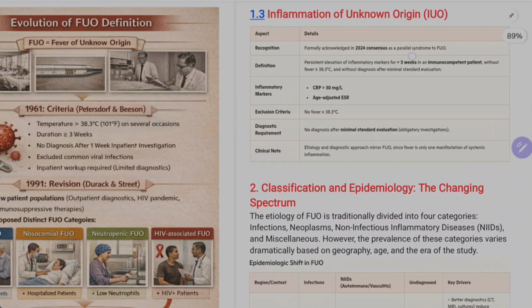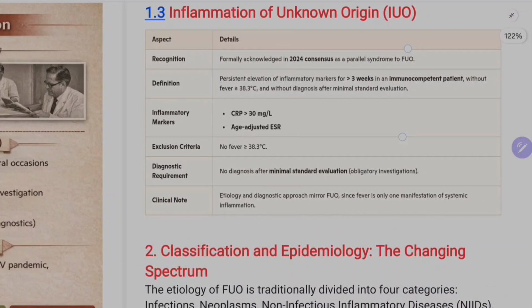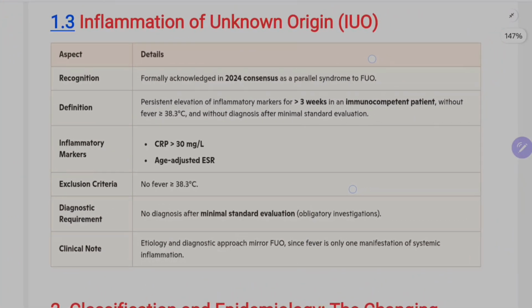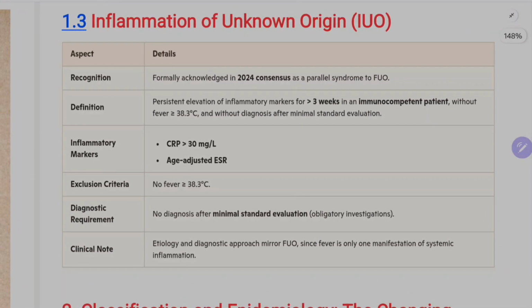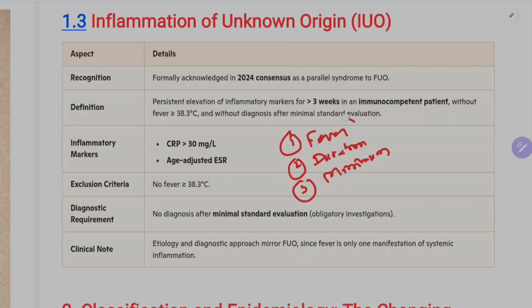Okay, now there is something also called inflammation of unknown origin. What is that? Simple. You have 3 criteria. One is fever. Second is duration, which is more than or equal to 3 weeks. Third is minimum set of investigations. So in this you will not have fever. Rather, you have duration, you have minimum set of investigations, and you have raised inflammatory markers. So that is the difference. Okay, so let us see now.